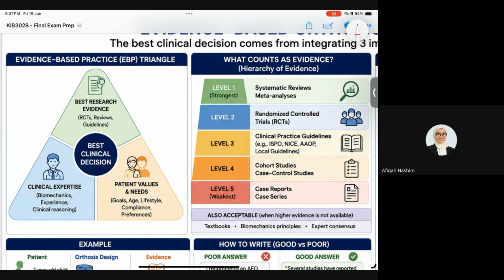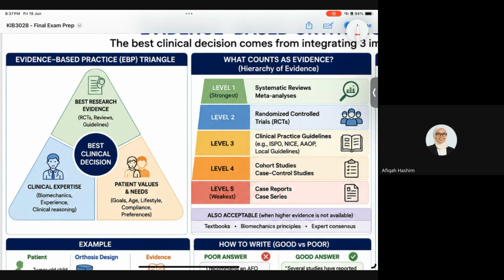And the third component, if you see there, the patient's values and needs. So remember, we don't design orthoses for textbooks, we design them for people. Every patient is different. We need to consider factors like age, activity level, lifestyle, compliance, comfort, cosmetics, what else? Personal goals, and for example, a child who wants to participate in sport may need a different design compared to an elderly person whose main goal is simply to walk safely at home. So when these three components come together, we make the best clinical decision.